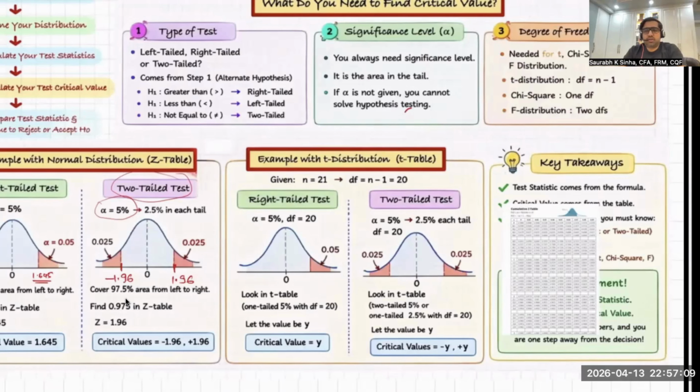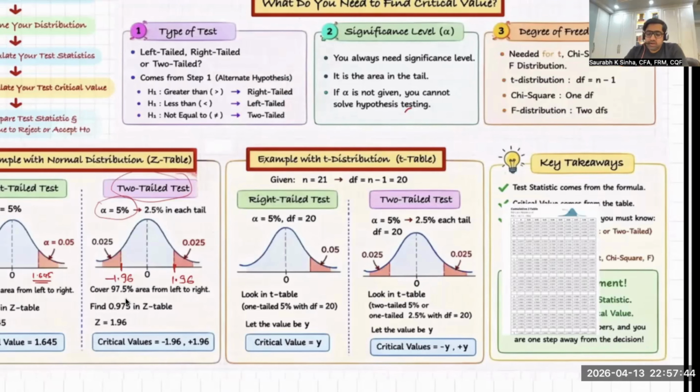So for T distribution, chi-square distribution and F distribution, we have to look for degree of freedom. Let's understand it for T distribution. If you understand it for T distribution, then you will be able to find the critical value for chi-square distribution and F distribution. To find the critical value in T distribution, you need three things: type of test, significance level, and degree of freedom. The type of test could be right tail, left tail, or two tail.